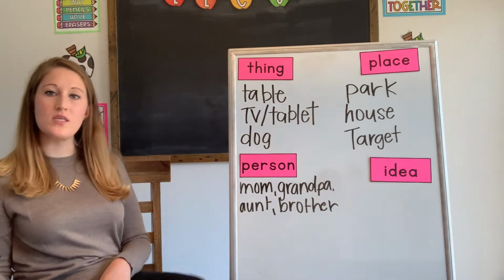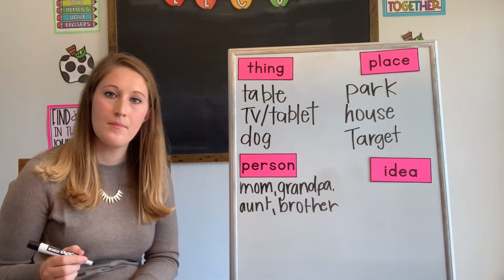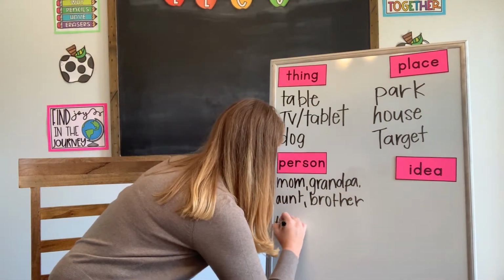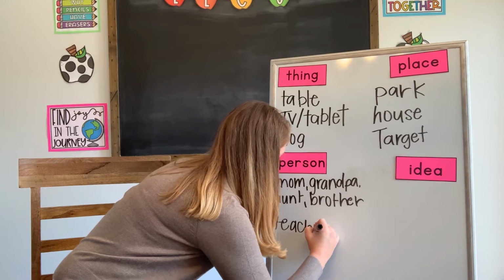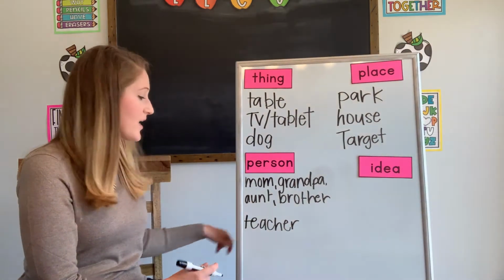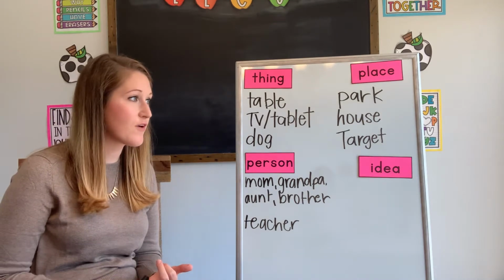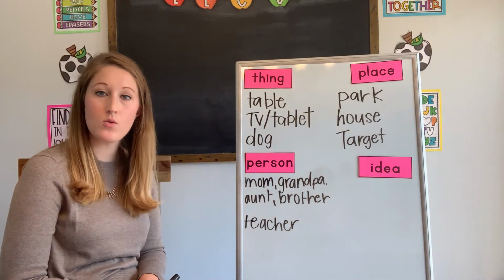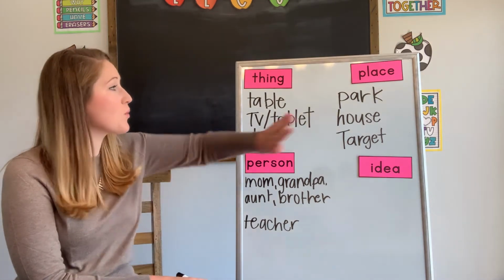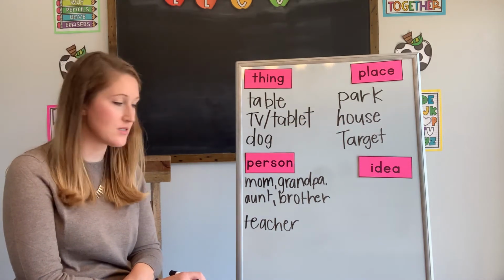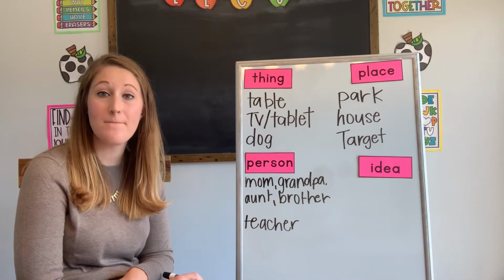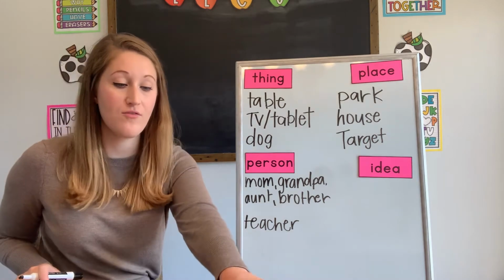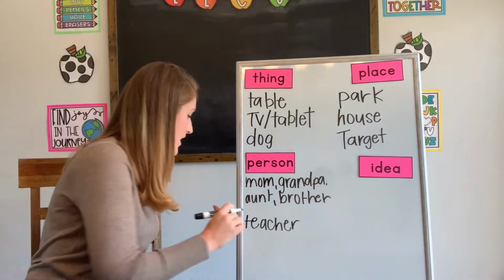What are some other people we see in our community? Your teacher. Right? So any person in our community, right? Teacher, police officer, firefighter, garbage worker, any of those people, those are going to be some of our persons. Now, just like we have proper nouns when we talk about places, we can also have proper nouns when we talk about people. And those are the specific names of people. So for example, I have a friend named Lindsay.